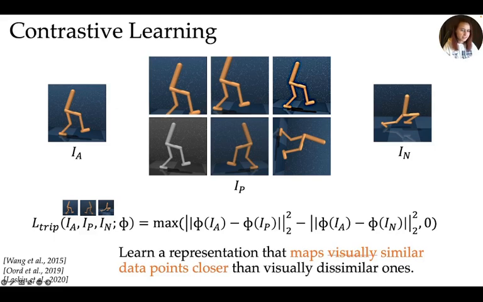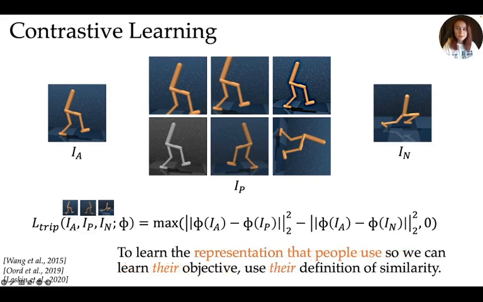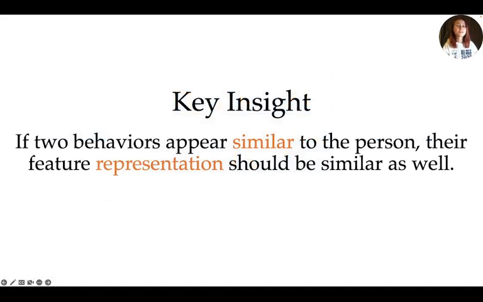By contrast, in order to learn the representation that people use, so that we can learn their preferences and objectives, we also use their notion of similarity. So we observe that the notion of similarity can be driven by the human. If two behaviors appear similar to the person, then their feature representation should be similar as well.